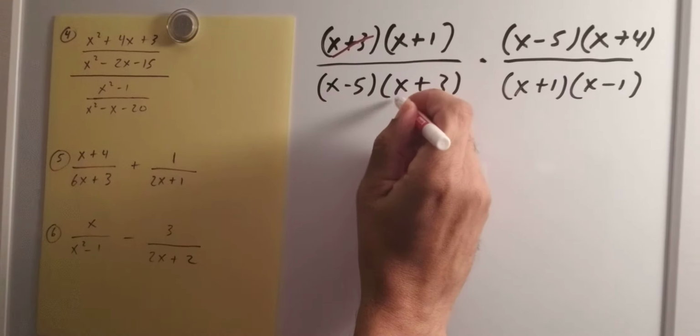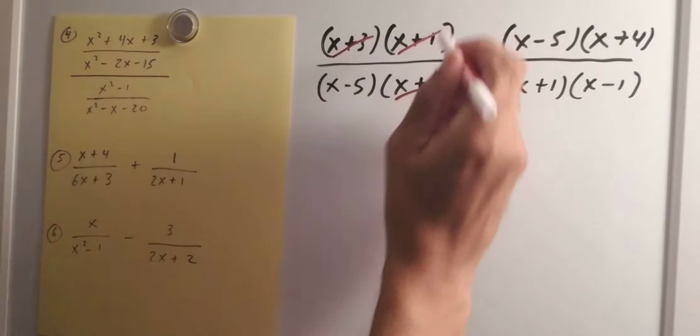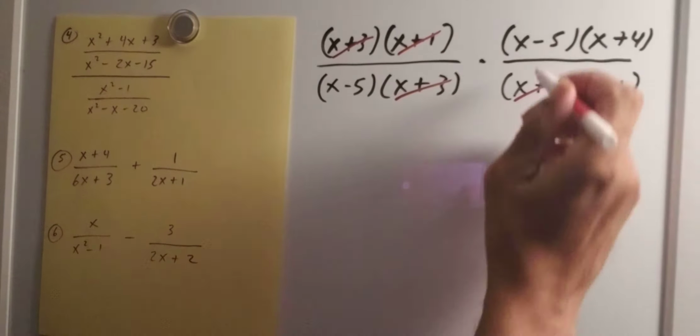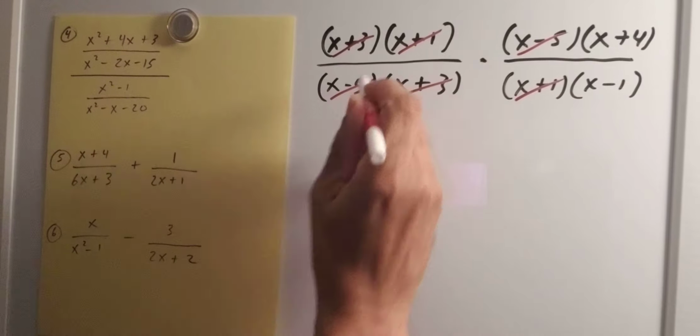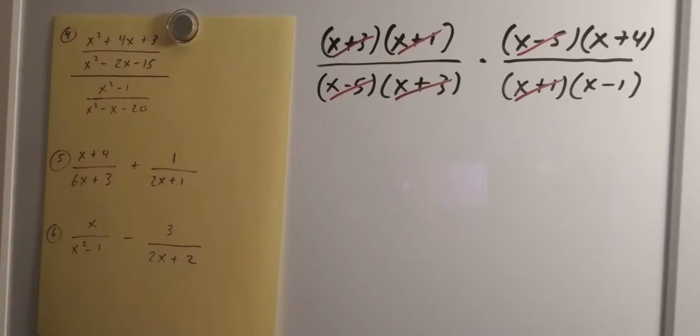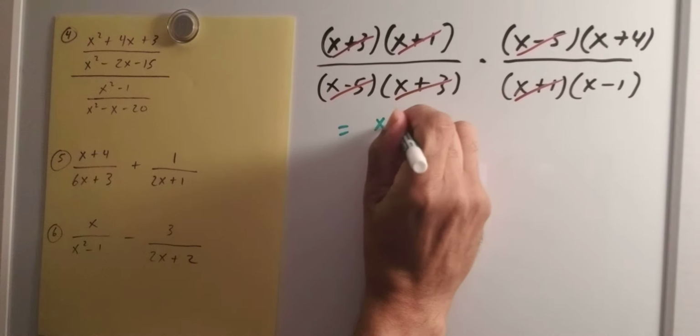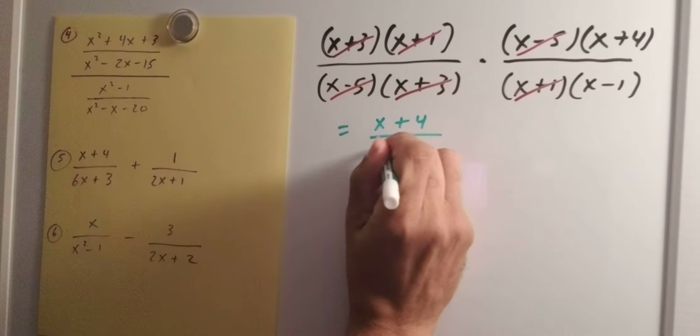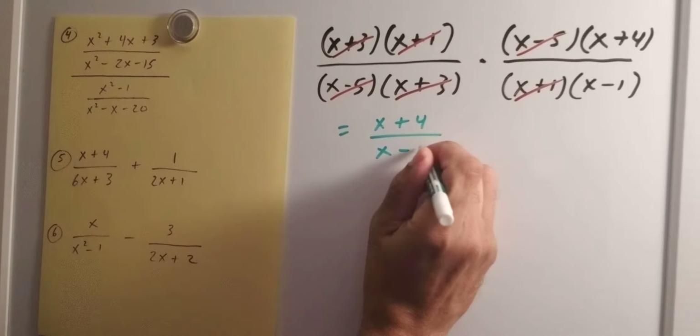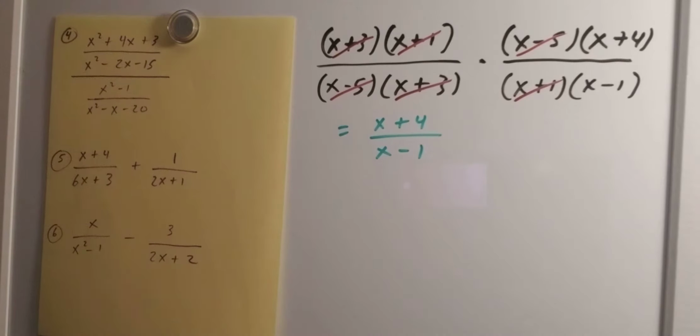X plus 3 factor cancels x plus 3. X plus 1 factor cancels x plus 1. X minus 5 factor cancels x minus 5. So this simplifies to x plus 4 in the numerator and x minus 1 in the denominator. I looked that over briefly, and I'll move on to problem 5.